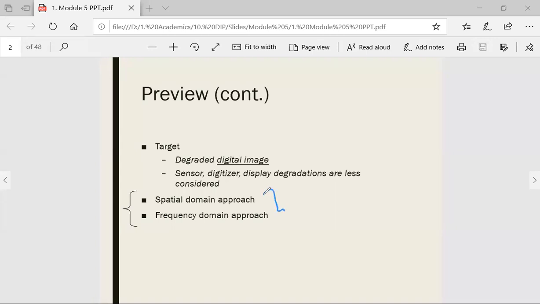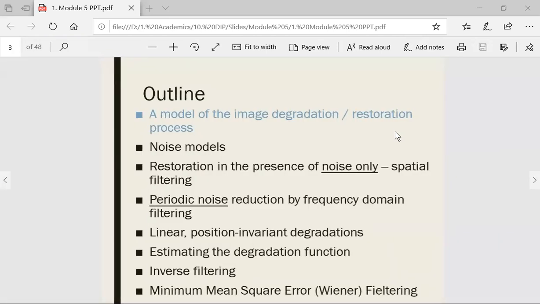Module 3 was about the spatial domain approach. Module 4 was about the frequency domain approach. So here we will be using both the spatial domain and the frequency domain to remove the noise from the images. Okay, so we will be seeing the contents of module 5.